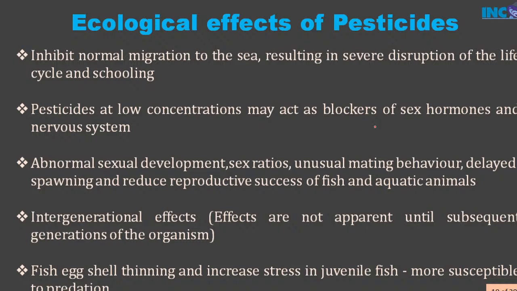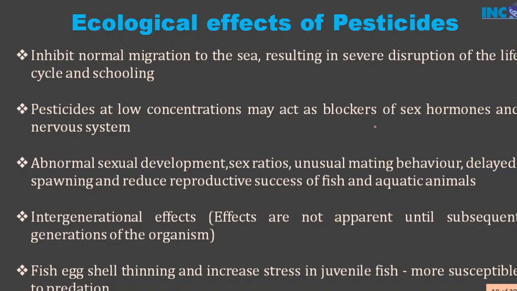Abnormal sexual development will occur. The sex ratio will develop abnormally, like 1:4 or 4:1. There is unusual mating behavior and delayed spawning, and sex hormones are reduced in fish as well as in humans. Intergenerational effects mean that the effect is not shown in that generation but affects the next generation. That is the intergenerational effect.